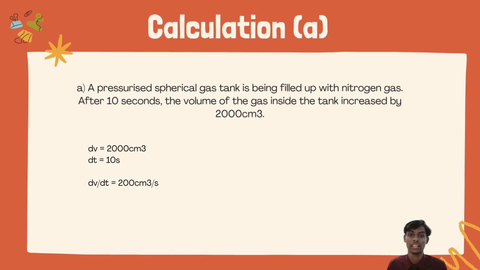Moving on to the calculation. Question A. A pressurized spherical gas tank is being filled up with nitrogen gas. After 10 seconds, the volume of the gas inside the tank increased by 2000 cm cubed. So, to calculate this, we know that dV equals 2000 cm cubed and dt is 10 seconds. So, we just divide to get dV over dt. Since dV is 2000, we divide it by 10. So, we get 200 cm cubed per second.